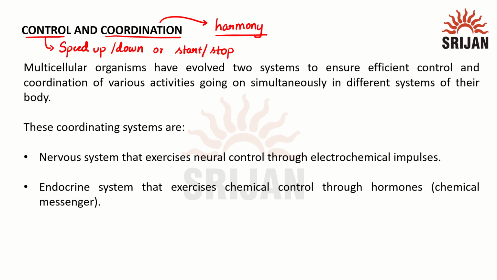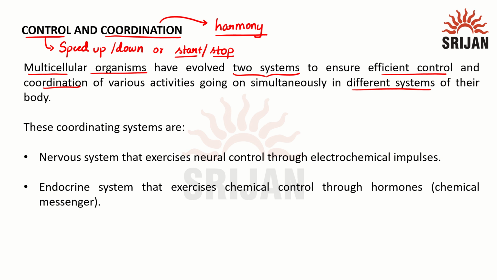And controlling is important to start or stop any reaction when we need it, or speed it up or speed it down. Now, this is very important in a multicellular organism because we have millions of cells and each cell has to coordinate and communicate with the other remaining cells. So, multicellular organisms have evolved two main systems to ensure efficient control and coordination of various activities going on. This will occur simultaneously in different systems of their body.